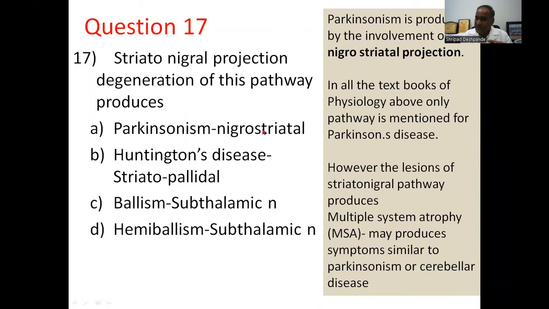Parkinsonism, nigrostriatal tract, it's clear. Huntington disease is the striatopallidal pathway. Ballismus is a lesion in the subthalamic nucleus. Ballismus and hemiballismus are almost the same, one less severe and one more severe; total ballismus or hemiballismus is on one side. So the subthalamic nucleus is involved. Now I leave it to you, and what you have answered and what the university has given as the key for this answer, I don't know. I have discussed the situation.